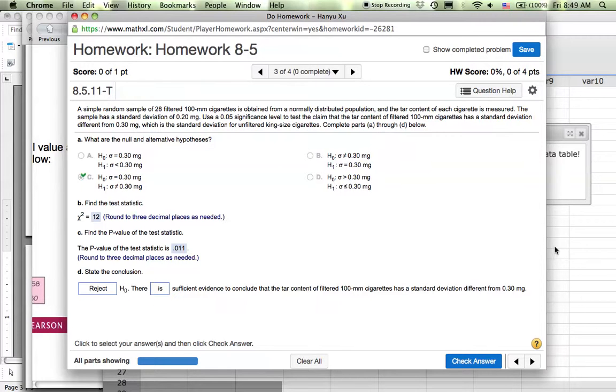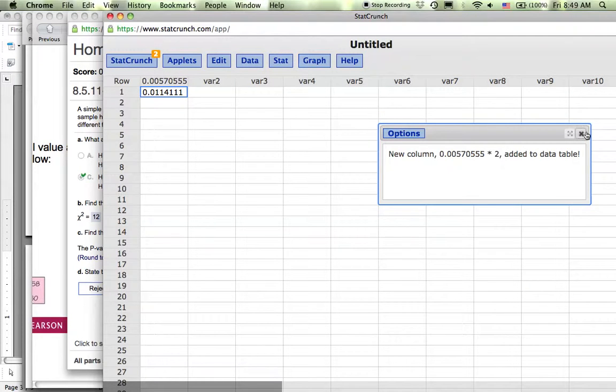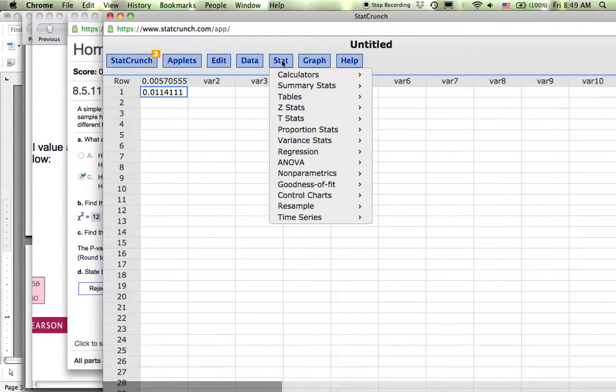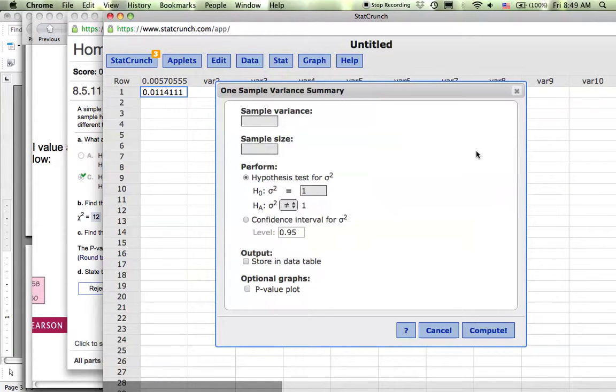Another way to do that is using StatCrunch. It has a hypothesis test directly. If you go to Stat, Variance Stats, One Sample with Summary. StatCrunch only has variance stats but no standard deviation stats. So for the standard deviation, you really need to square it to get the variance and plug that in.